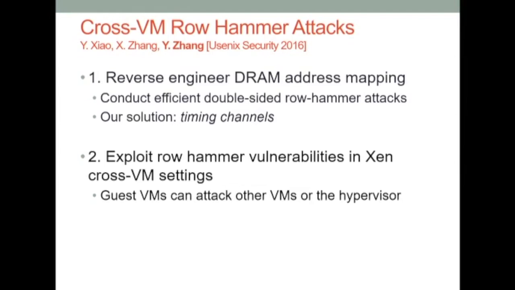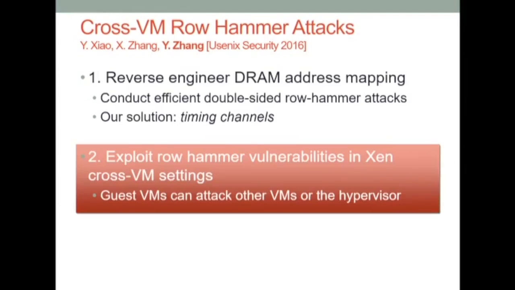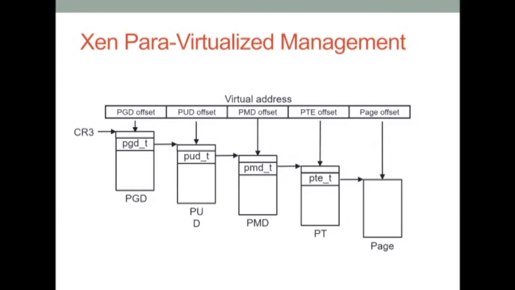Therefore, we try to use the timing channel to learn such information. That is, we can use the timing channel to learn which physical address will map to which row in which bank of the DRAM. And with that information, we can conduct effective double-sided Rowhammer attacks. Okay, and the second contribution is that once we have these effective double-sided Rowhammer attacks, how to exploit such Rowhammer vulnerability in the cross-VM setting is the question that we want to explore. Okay, so today I'm only going to focus on the second part, how to exploit a Rowhammer vulnerability in Xen cross-VM settings.